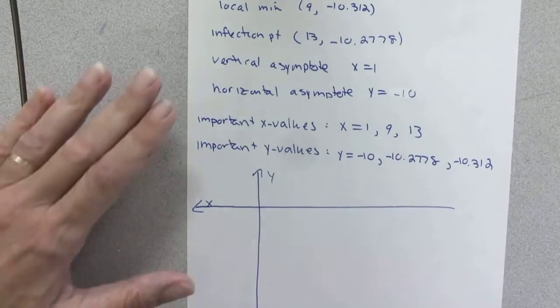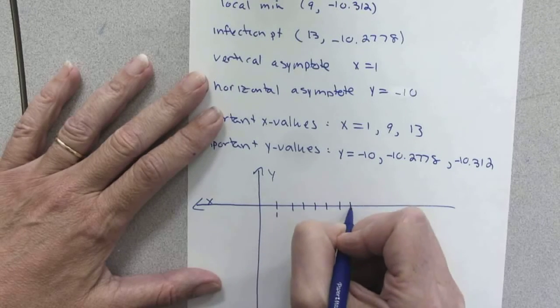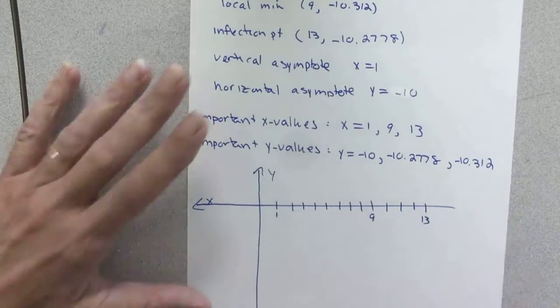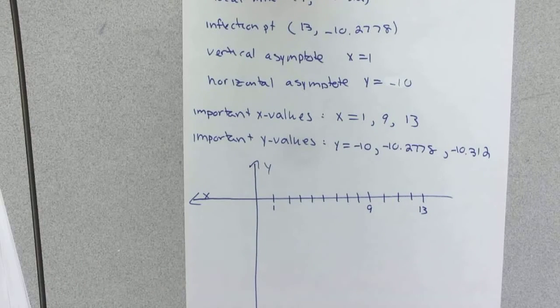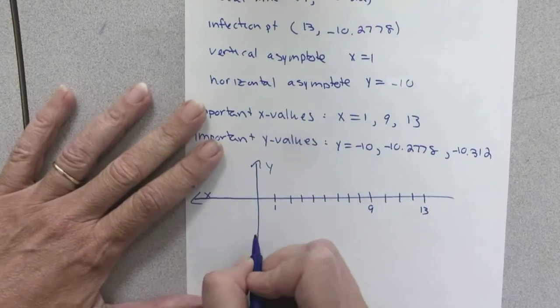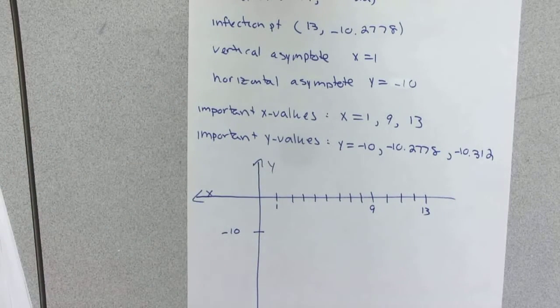Then we need to go to 13, so 1, 2, 3, 4, 5, 6, 7, 8, 9, 10, 11, 12, 13. And truthfully, I probably have spread those out a little bit too much. I probably need more space over here, but I've already gone with it. And then I'm just going to do this. I'm going to call that -10. As long as you label so that your reader can understand what you've done, that's fine.